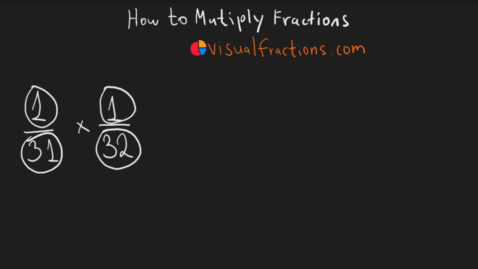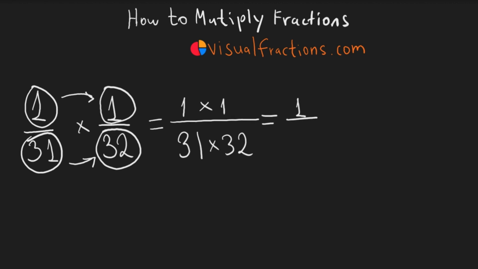The process of multiplying fractions is straightforward. You multiply the numerators together and then the denominators. So, let's perform the multiplication. 1 multiplied by 1 gives us 1. Next, 31 multiplied by 32 gives us 992. Hence, 1/31 multiplied by 1/32 equals 1/992.